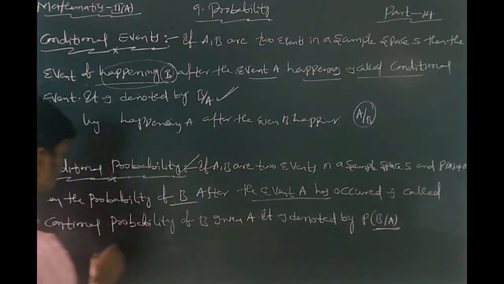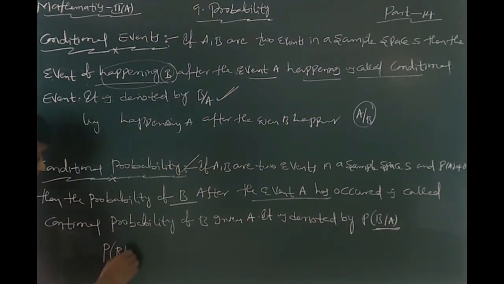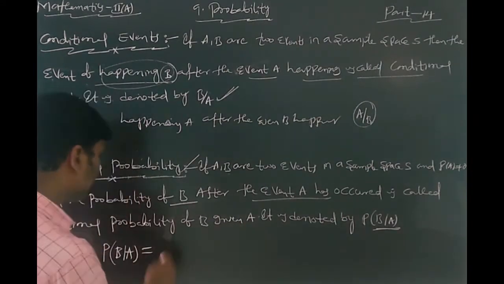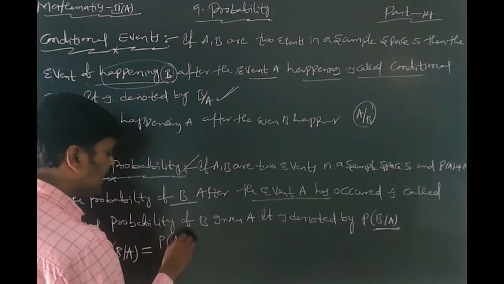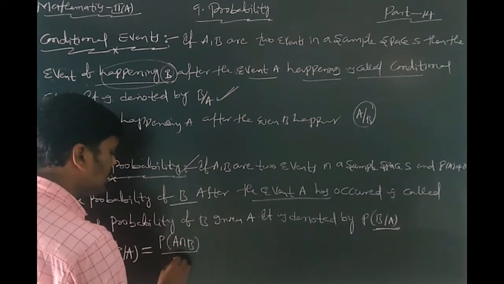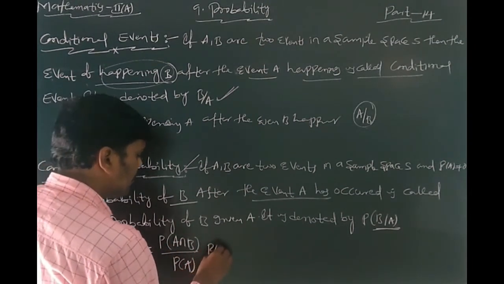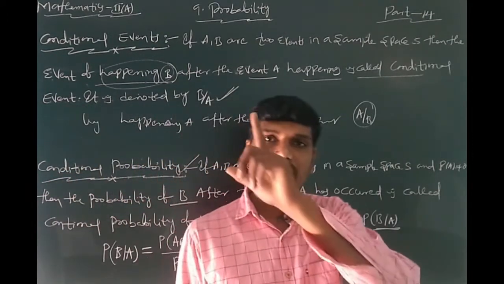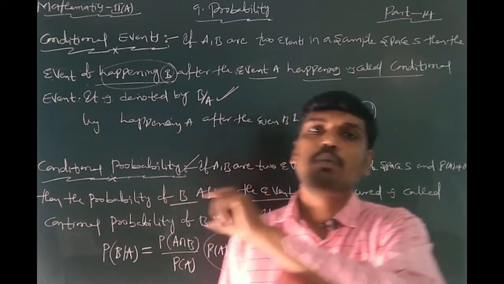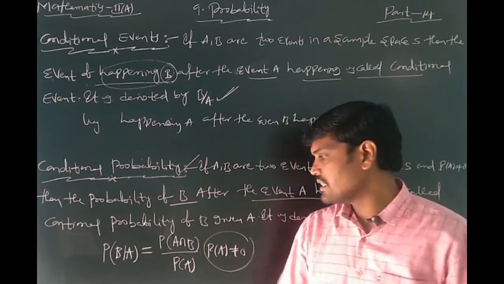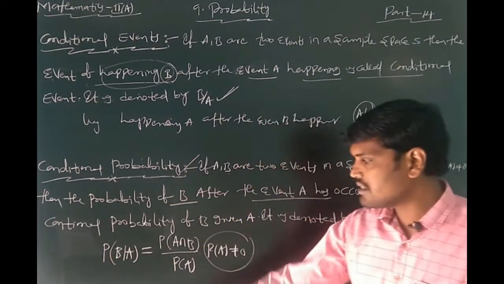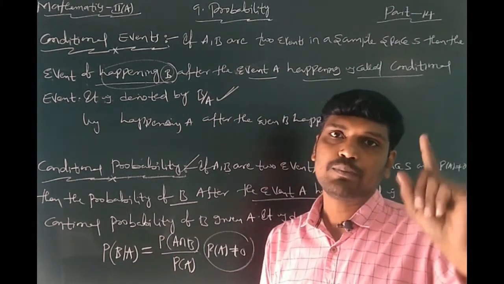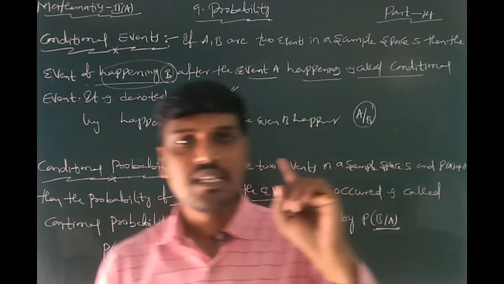We know P of B by A. Do you know the P of B by A formula? What is the formula? P of B by A is equal to P of A intersection B by P of A. Here P of A must and should not be equal to 0. If P of A equals 0, the probability cannot be defined. This is the P of B by A formula, and in this case P of A is compulsorily not equal to 0.